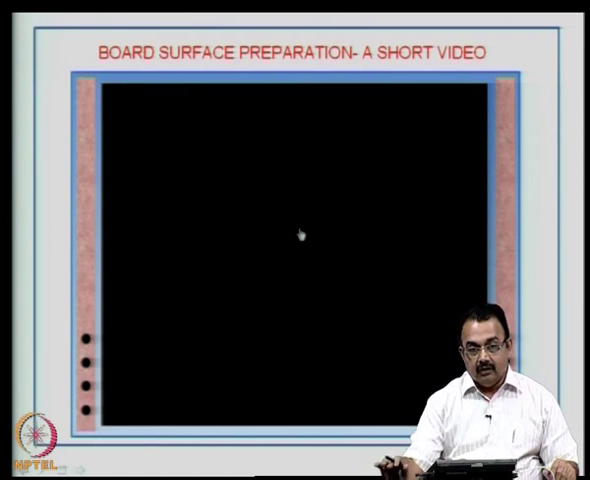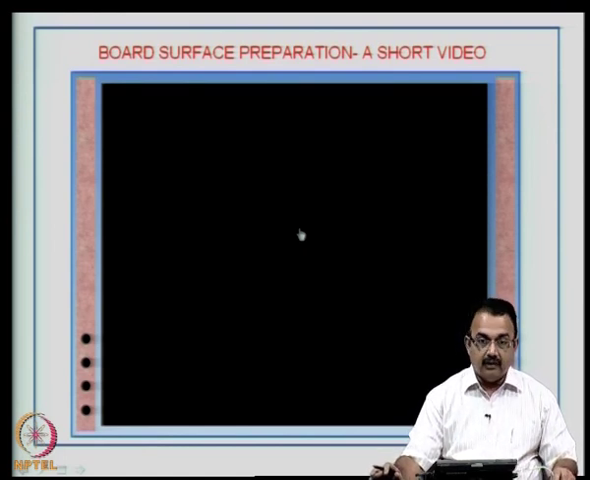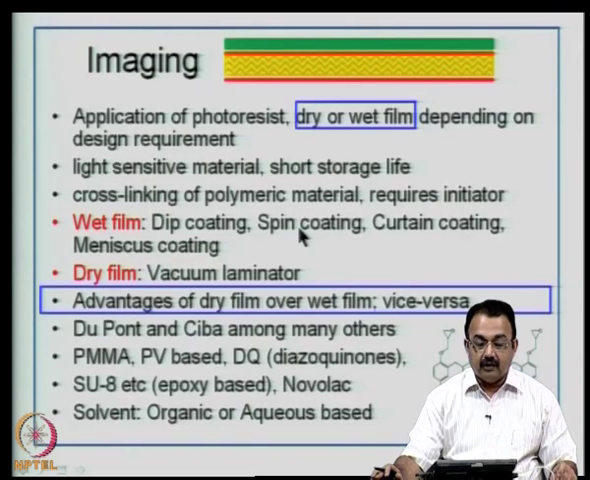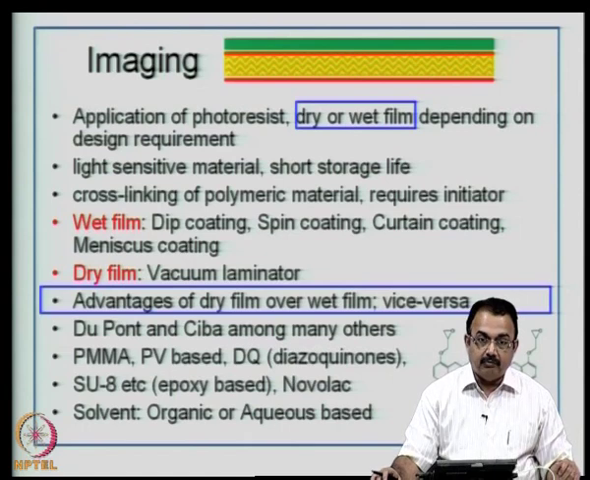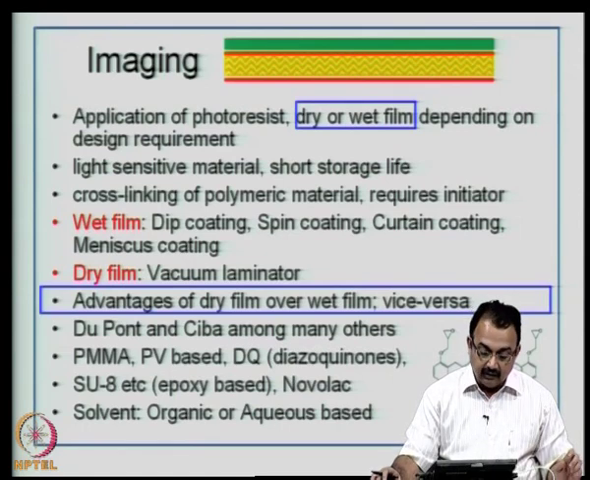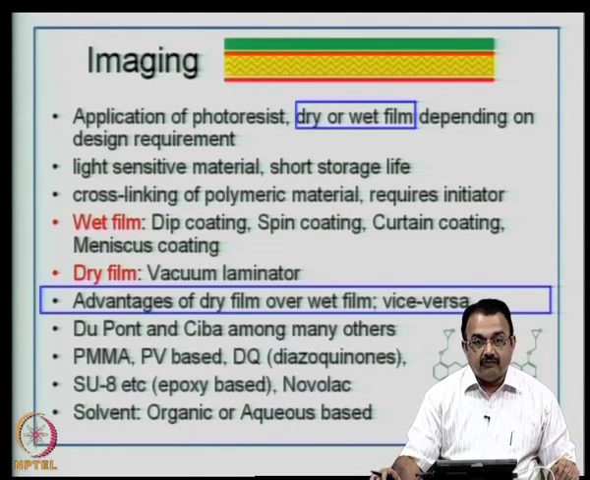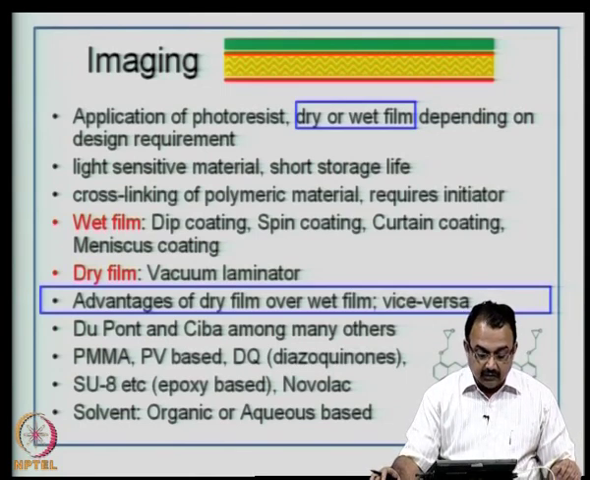So, these are all automated typically in an industry. What you are seeing is a typical prototyping activity. Now, the next step after the board has been prepared is the imaging process. What do we do here? We apply the photoresist. It can be dry or wet film depending on the design requirement.